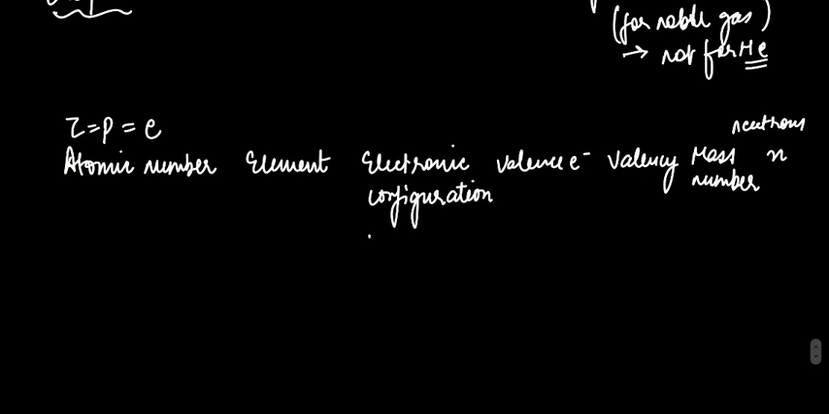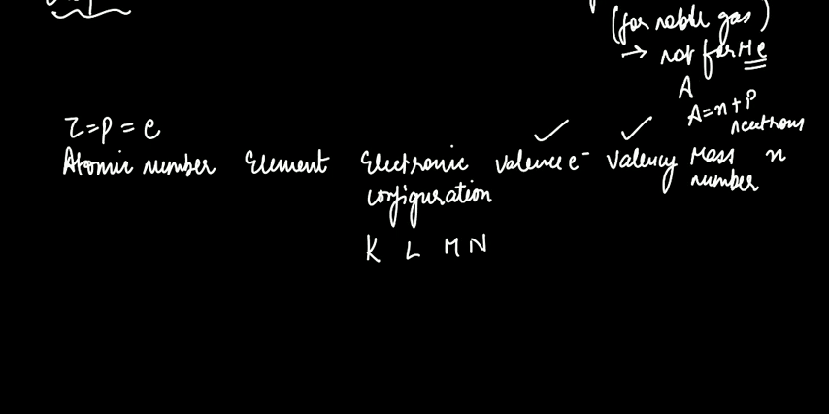Then we know electronic configuration starts from K, L, M, and N. We know valence electrons are the electrons present in the outermost shell. We know about valency, we just did a minute back. We know mass number is equal to number of neutrons plus protons. And we know how to calculate number of neutrons. You subtract protons from mass number, you will get the number of neutrons. So I'll write it over here. So we have A minus B that is equal to number of neutrons.